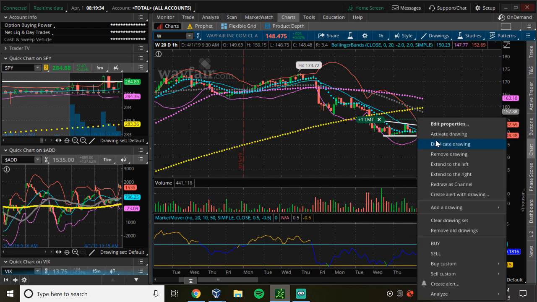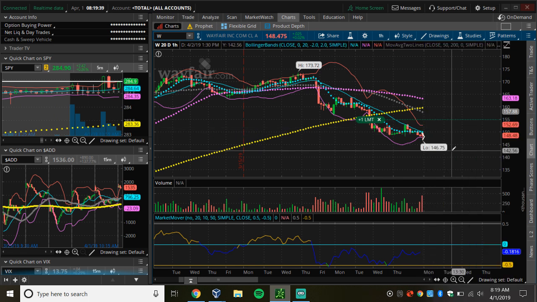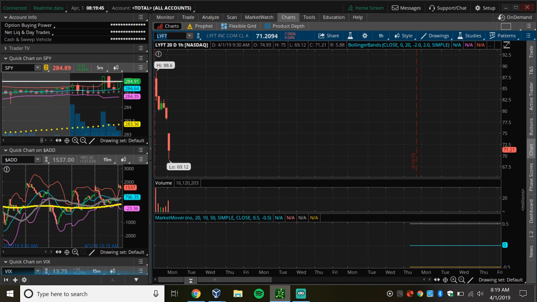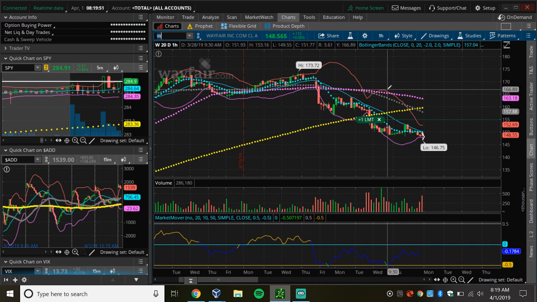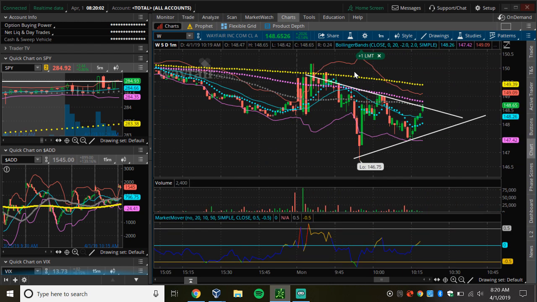So I'm just going to delete all these lines so I can get a clean look of price real quick. And check out Lyft as well. $69 for Lyft for the low of today. And so here's that line right here. So looking to see it reject this line.